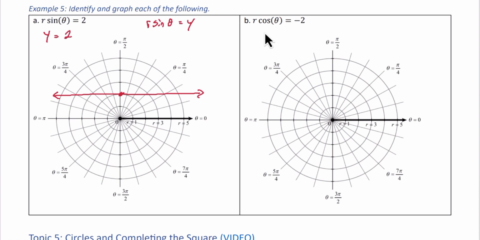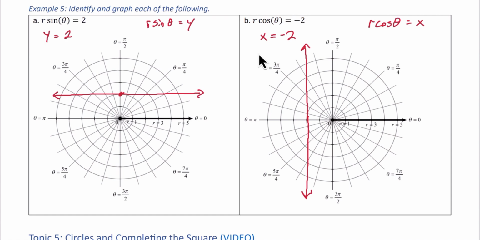In this example, we have r cosine theta equals negative 2. And recall that r cosine theta is simply x. So we can replace r cosine theta with x. x equals negative 2. Notice we don't see y in this case, it's just x equals negative 2. That's going to be a vertical line through the x-intercept of negative 2.